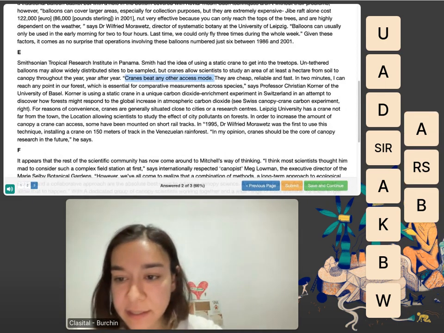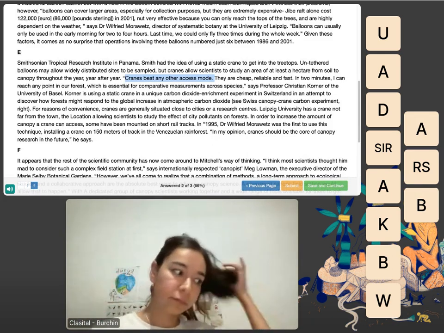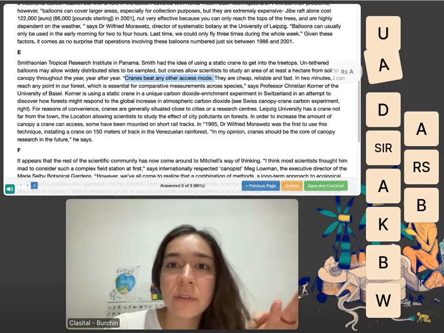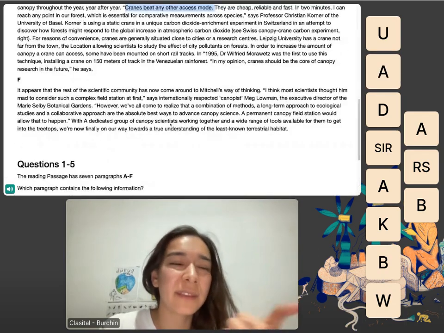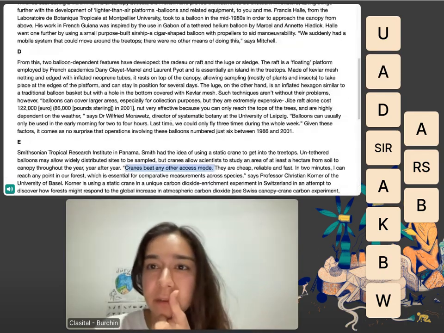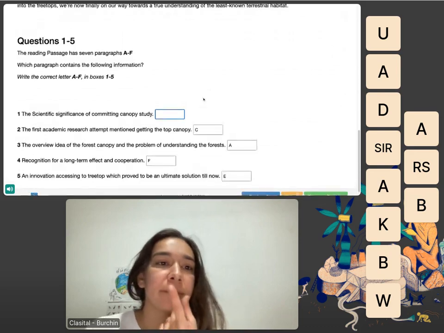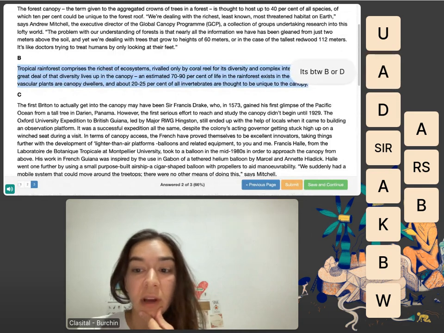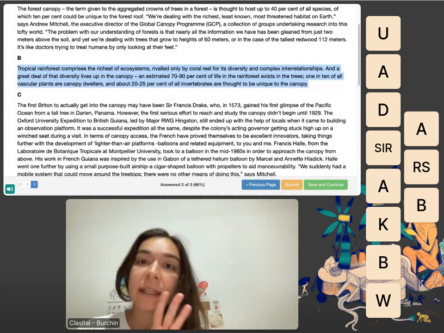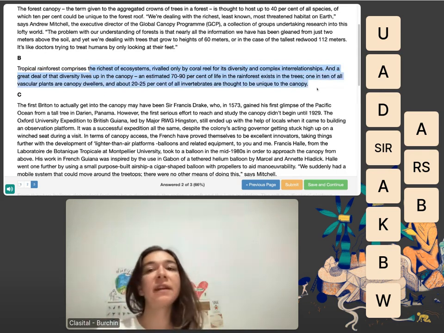Let's find the one, the scientific significance of committing canopy study. And we have used F, E, D. Did we see? We have B or D. Let me see B. Let's see the B first. Tropical rainforest, rich ecosystem. I'm letting you read.